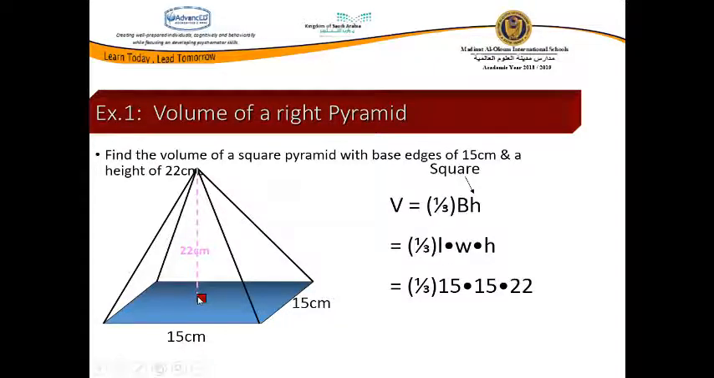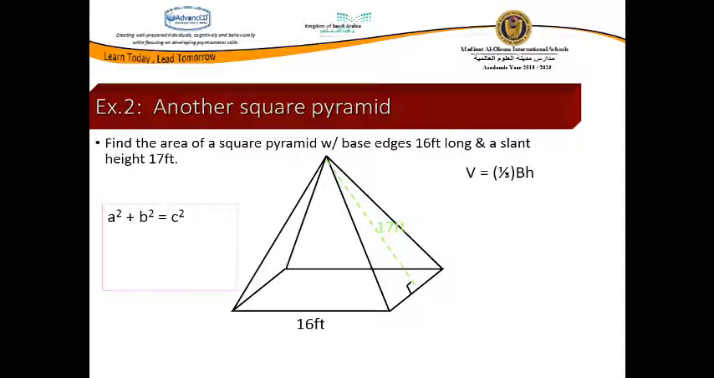This is the height. Then the area of the base, the area of the square, 15 multiplied by 15, multiplied by the height, 22. Then this equals 4,950. Multiplied by one third equals 1,650 cubic centimeters.